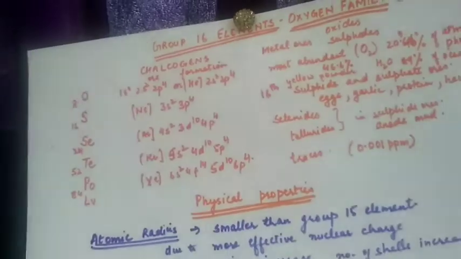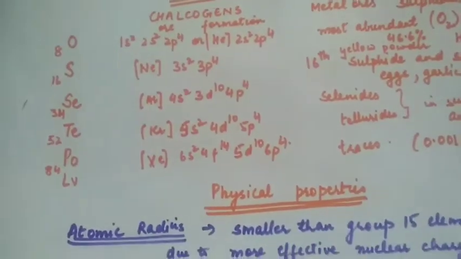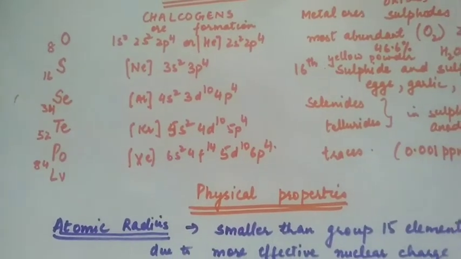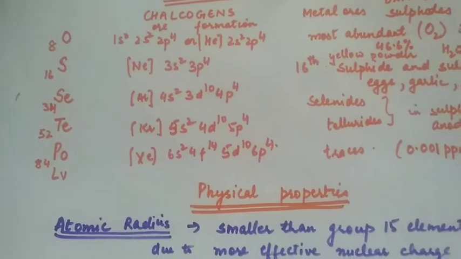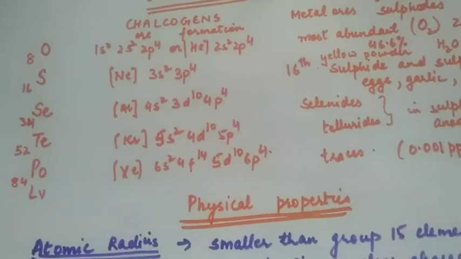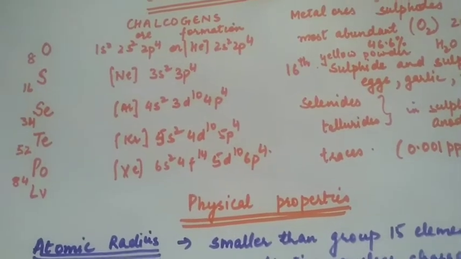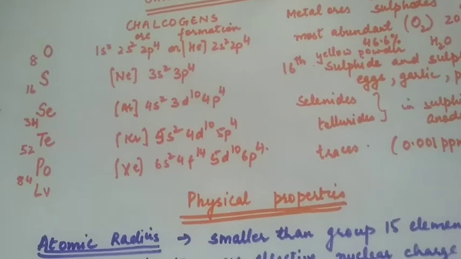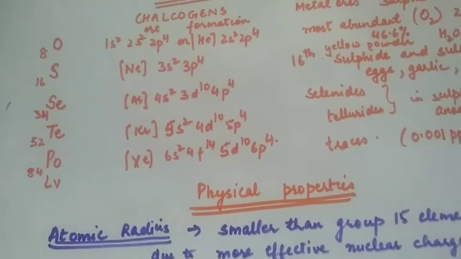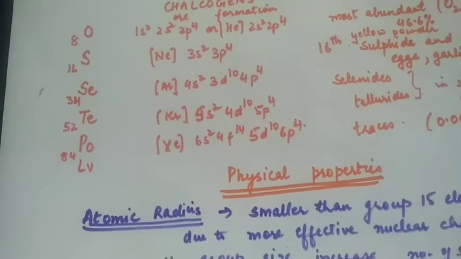Now, the electronic configuration of the elements. The atomic number of oxygen is 8, for sulfur 16, for selenium 34, tellurium 52, polonium 84. The configuration is 1s2, 2s2, 2p4 for oxygen. In terms of noble gas, it is the configuration of helium and 2s2 2p4. For sulfur, it's neon and 3s2 3p4.